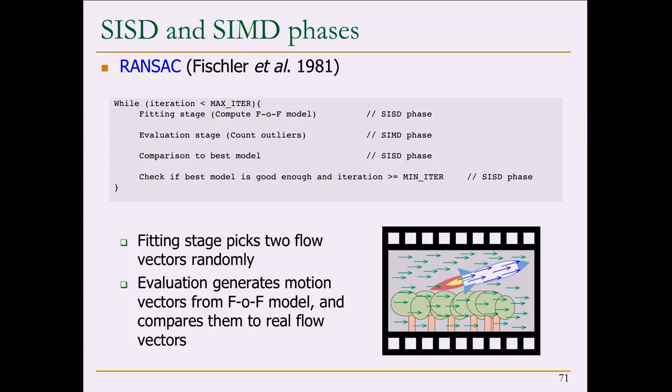Then we want to evaluate the model, and this is data parallel, because we have to evaluate the model by comparing some kind of virtual flow vectors that have been obtained from the model with the real flow vectors. Then we count the number of outliers, how wrong we are in our model. Essentially, we pick two of these vectors, generate the model, and then we compare vectors generated using the model with the real vectors, and that's highly parallelizable.